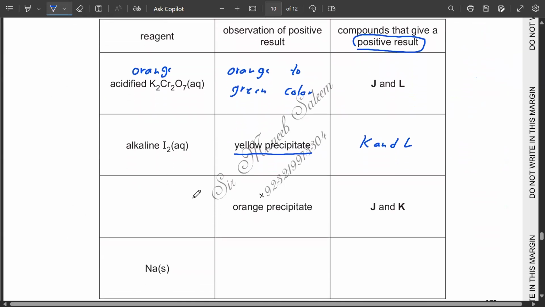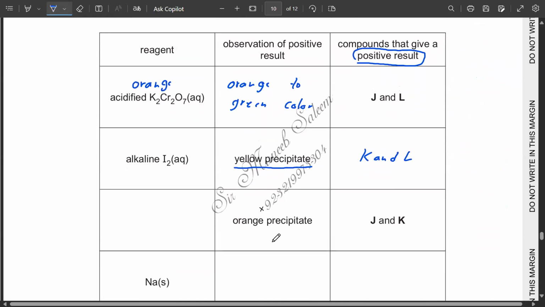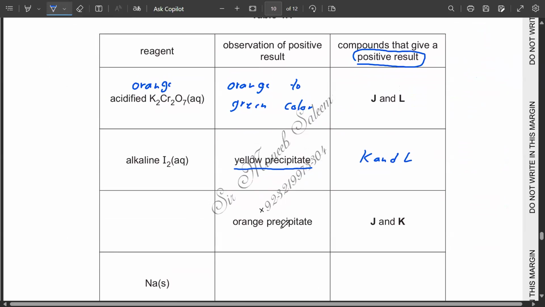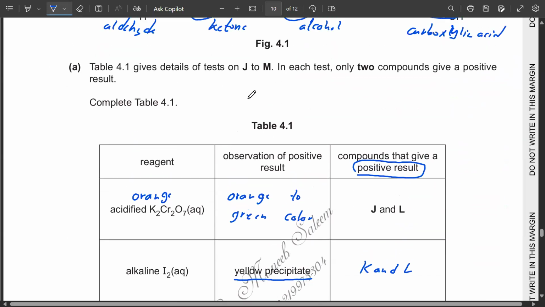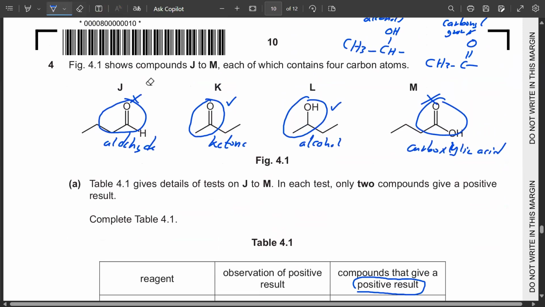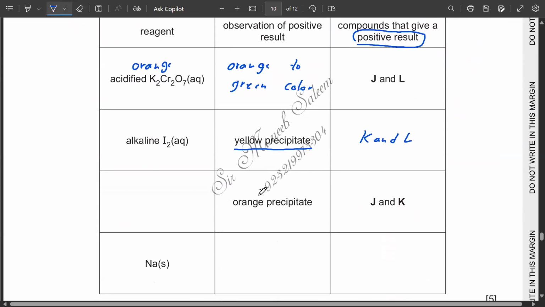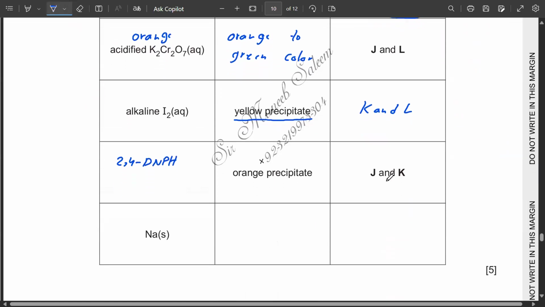The next is the reaction of some reagent with the positive result of orange PPT by J and K. We can see here that J is an aldehyde, K is a ketone. All right, aldehyde and ketone, and the observation is orange PPT. So the reagent which reacts with both aldehyde and ketone, and the color is the formation of orange PPT, is only 2,4-DNPH. That's the reagent which produces this observation with aldehyde and ketone.